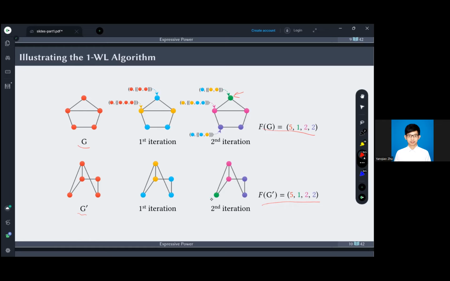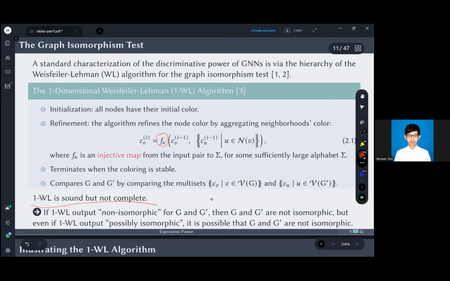Because the graph isomorphism problem is NP hard, this so-called one-dimensional Weisfeiler-Lehman test is sound but not complete. That means that if the one-dimensional Weisfeiler-Lehman test outputs non-isomorphic for a pair of graphs, then they are indeed not isomorphic to each other. But if the algorithm outputs possibly isomorphic, it is still possible that the pair of graphs is not isomorphic. So this is one thing you have to keep in mind.